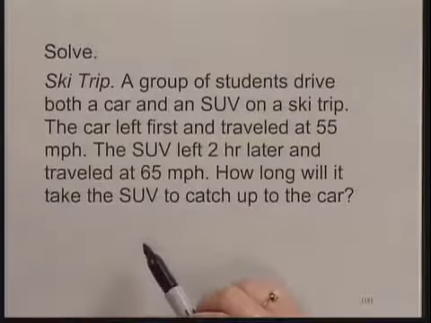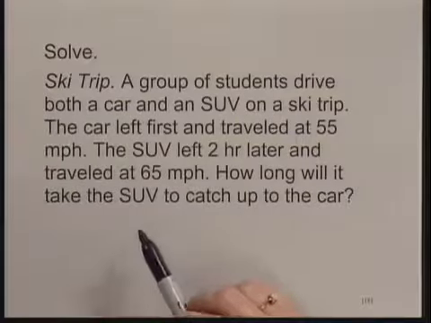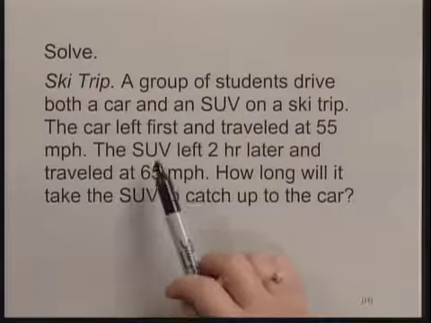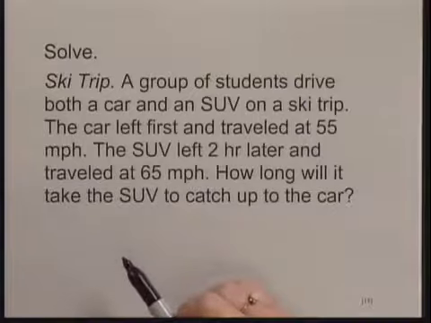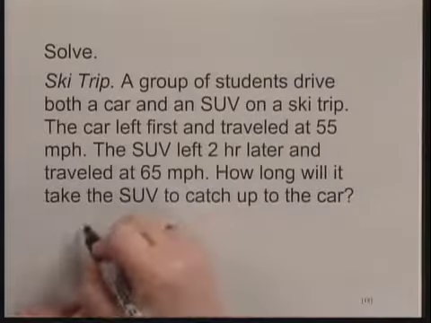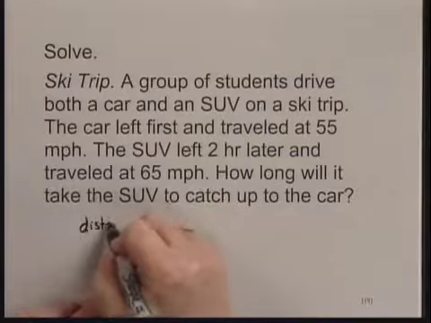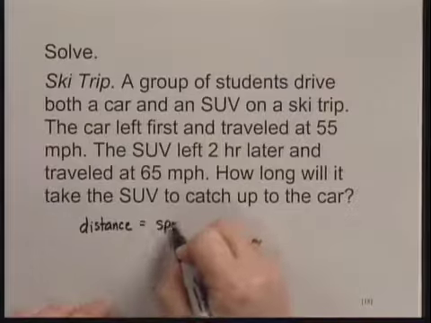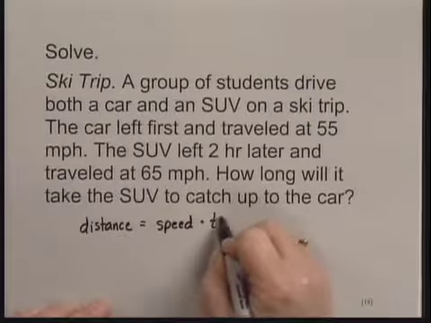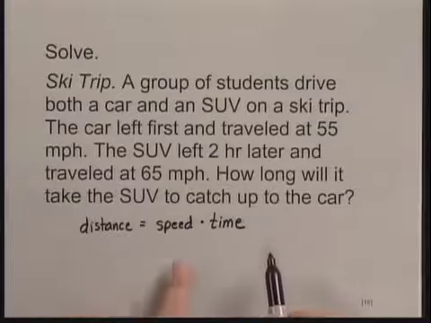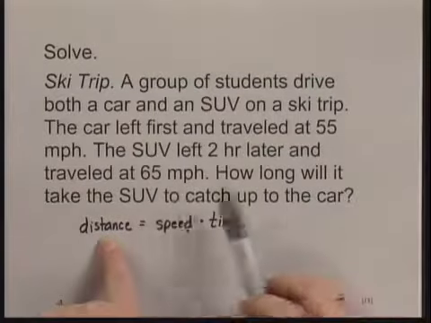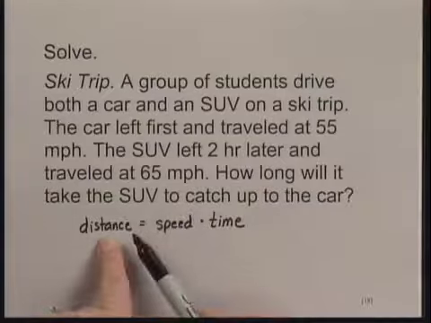A couple of things to notice as we begin our familiarize step is that we're given the speed, 55 miles per hour for the car and 65 miles per hour for the SUV. Since this is a distance problem, we will be looking at distance, speed, and time, and we know that distance equals the speed or the rate times the time. So we're given the speeds. The distances will be the same because at a certain amount of time, the SUV is going to catch up to the car, which means they will have traveled the same distance.